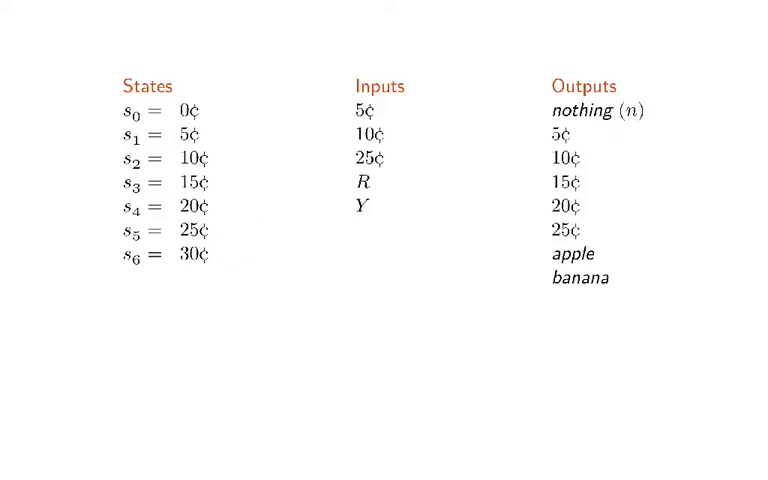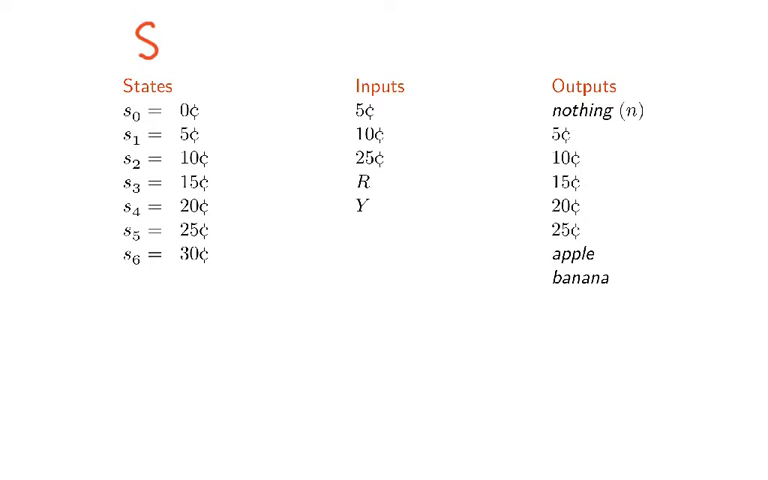Okay, so the set of these elements would be the first set, the set S of the states in this finite state machine. So it's a finite set, right? It has only 7 elements. The set of inputs.